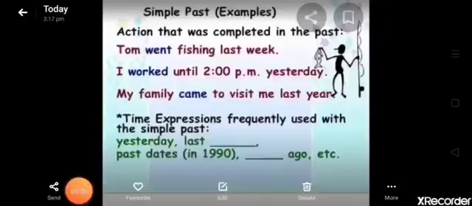Here are some examples of simple past tense. Action that was completed in the past: Tom went fishing last week. I worked until 2 p.m. yesterday. My family came to visit me last year. Time expressions frequently used with the simple past: yesterday, last, past date, ago, etc.